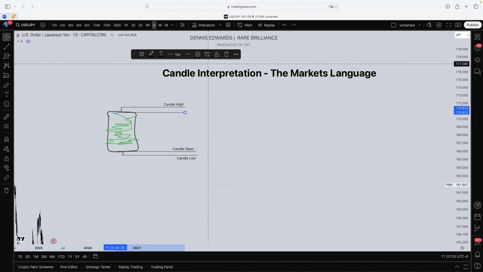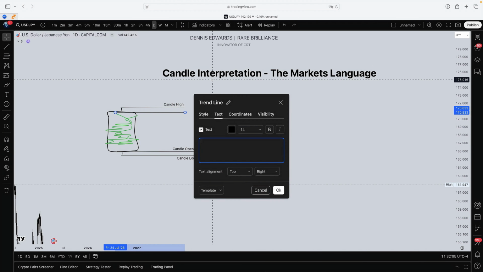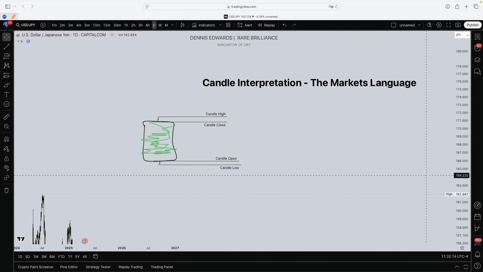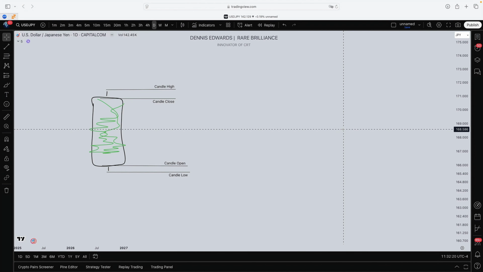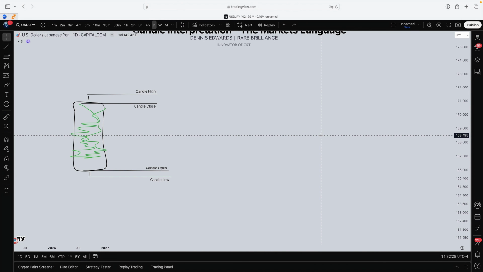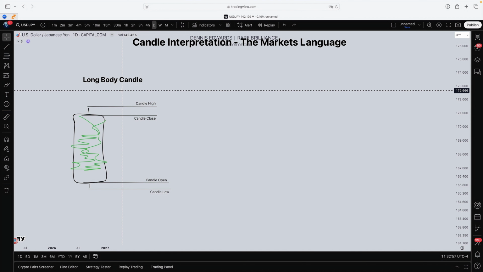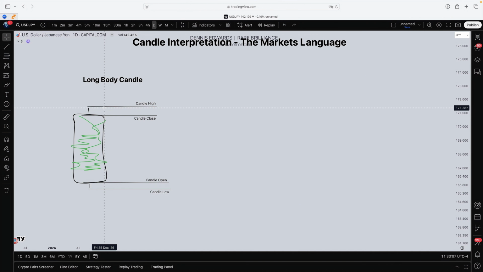Now, let me just write out the close just so we got the representation of all four of them, right? Candle close. Put this bottom in here. So this is generally what the candle would look like when you have a long body, okay? And a long body candle represents a stronger sense of conviction. So now with a long body candle, what you're able to tell very easily is whether buyers or sellers are clearly in control. It's very easy because of how the candle formed.